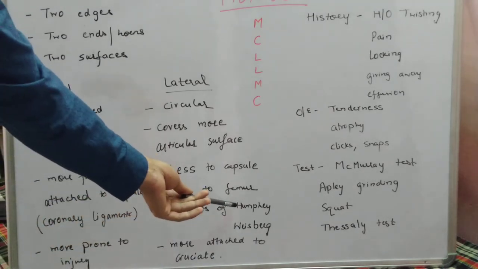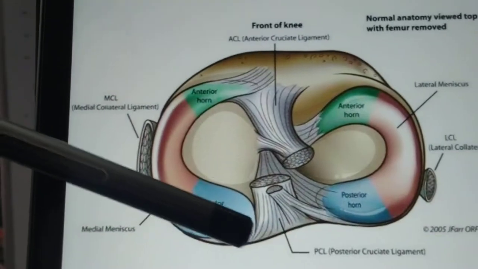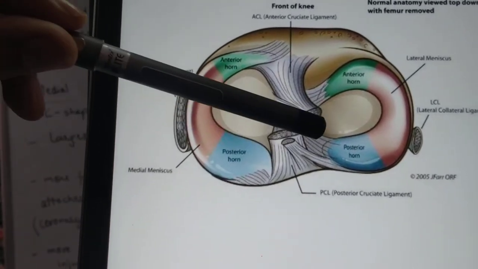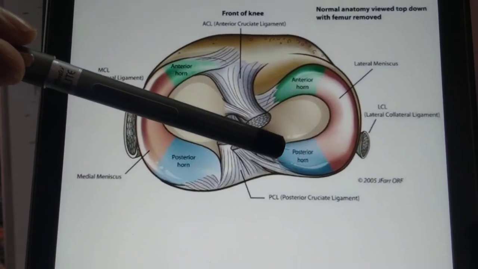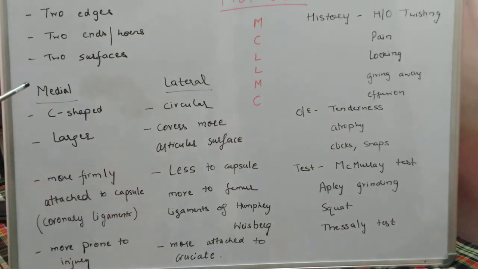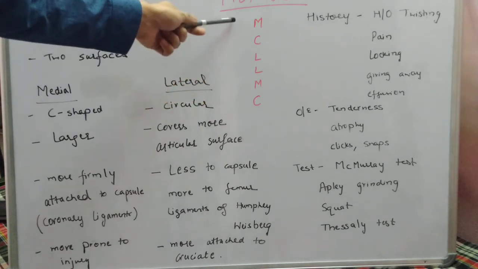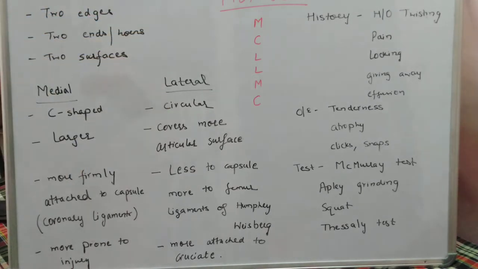So from the names Humphrey and Wrisberg, since H comes before W, the ligament of Humphrey is anterior to the PCL, whereas the ligament of Wrisberg is posterior to the PCL. And also we have discussed that the lateral meniscus horns are more attached to the cruciate ligament, while the medial meniscus is not at all attached to the cruciate ligament. Because of the more firm nature of attachment to the capsule, the medial meniscus is more prone to injury. Now talking about the arrangement of the various structures over the tibial plateau, this is by the mnemonic.